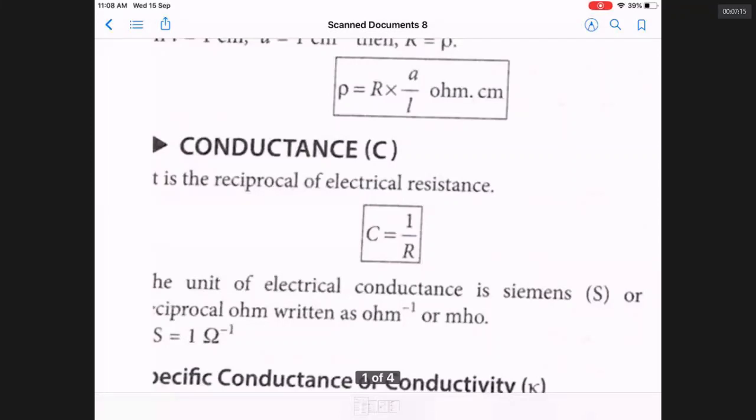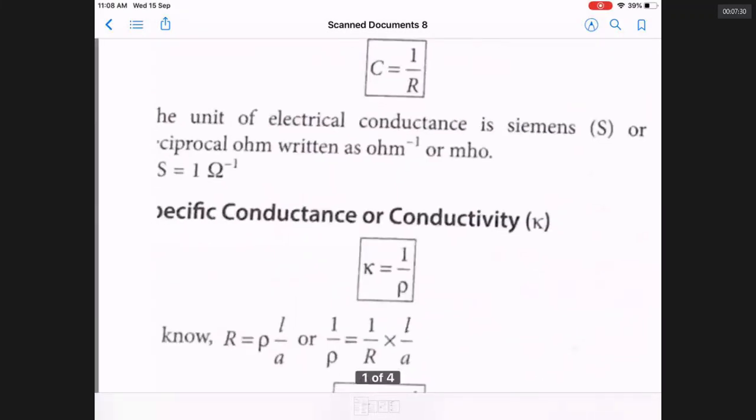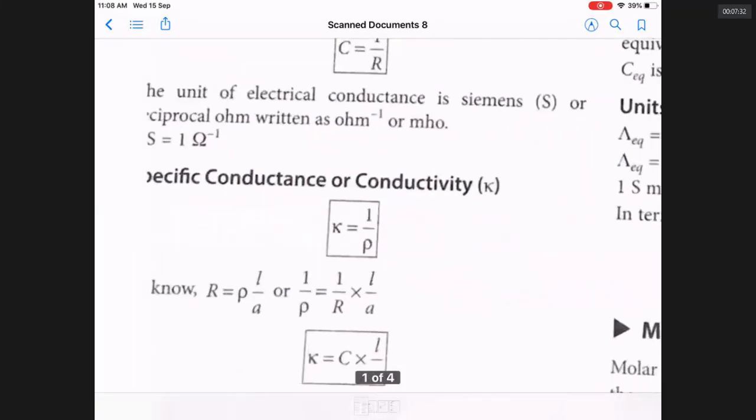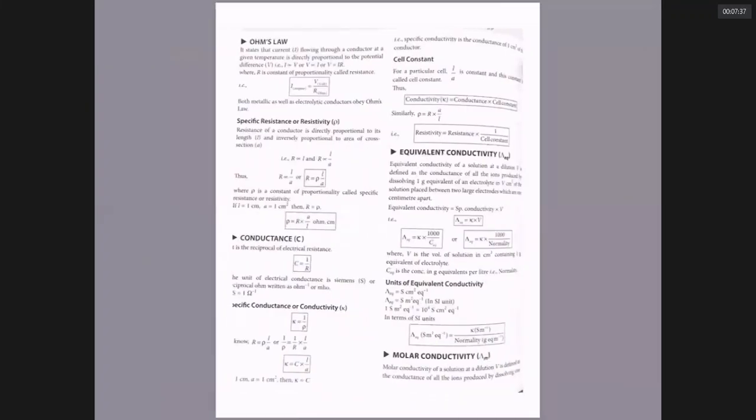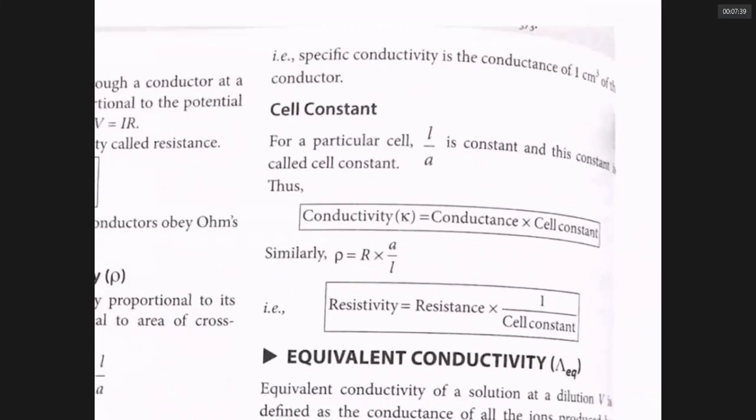Chemistry people are interested in conductance. The unit of conductance is ohm inverse. Ohm inverse is called mho, M-O-H. Sometimes it is called Siemens. I already said that K is equal to 1 by rho. All these you can just work out yourself. I already stated L by A is called cell constant, which is denoted by G star.